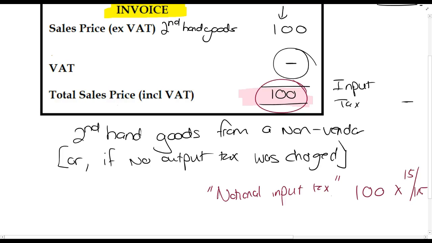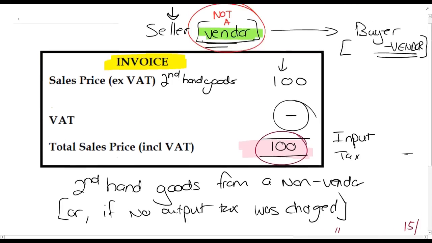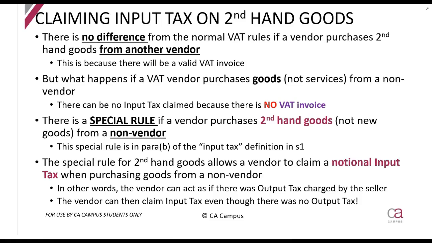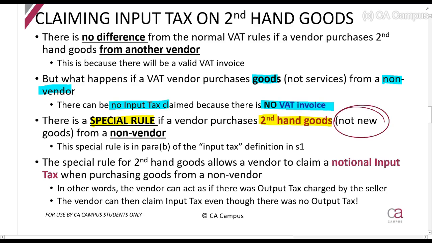The reason for this, guys, is to help protect our second-hand goods industry in South Africa, because that is quite a big industry. So, if you purchase goods from a non-vendor, there can be no input tax because there's no VAT invoice. But make sure, the special rule says if you buy second-hand goods, not new goods, from a non-vendor, then you can claim the notional input tax.